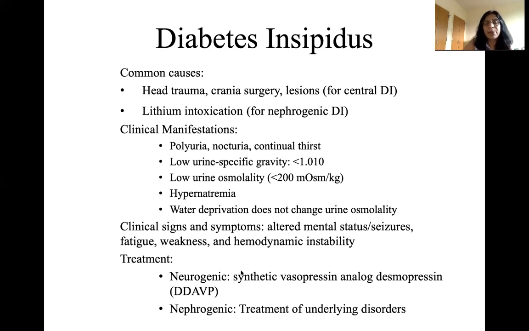Okay, hypernatremia, too much sodium in the blood, not because you ate a lot of sodium, you brought a lot of sodium into the system, but because you're losing water, and the main ion in the blood would be sodium. It appears like it is greater in its concentration. Water deprivation does not change urine osmolality. Okay, so this is where you can use this as a testing method.